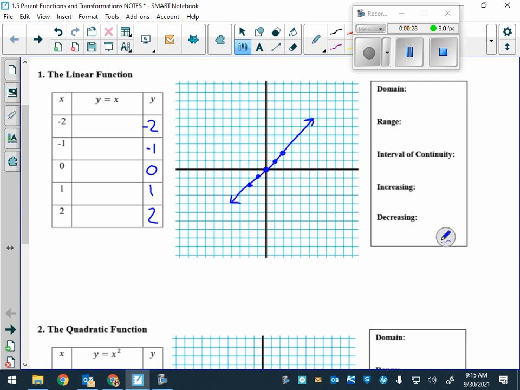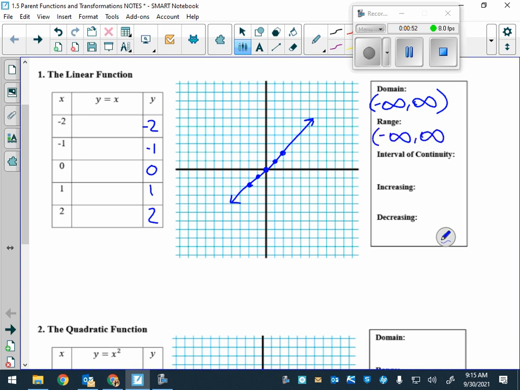And why it's continuous? Because any x value I put in, I will get a corresponding y value. Doesn't matter what it is, okay? What is my domain? Check. -infinity to infinity. Good. All right, what is my range? Yep. Yep, go ahead.